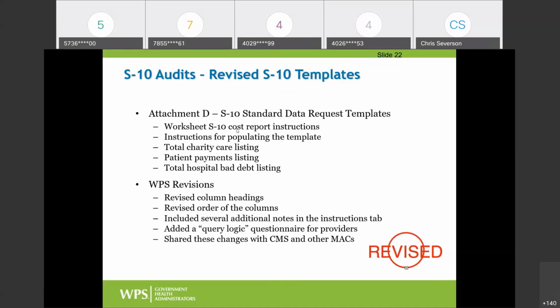We did take that template and we revised it a few different ways. We revised some of the column headings to make it even clearer what they were looking for. We revised the order of just a couple columns. I think it was the write-off date. We moved it so it wasn't in the middle of a few different amounts. And we definitely included several additional notes in the instructions tab to help clarify what we're looking for. But perhaps the biggest change we made was to add what we called the query logic questionnaire for providers to use for really two purposes.